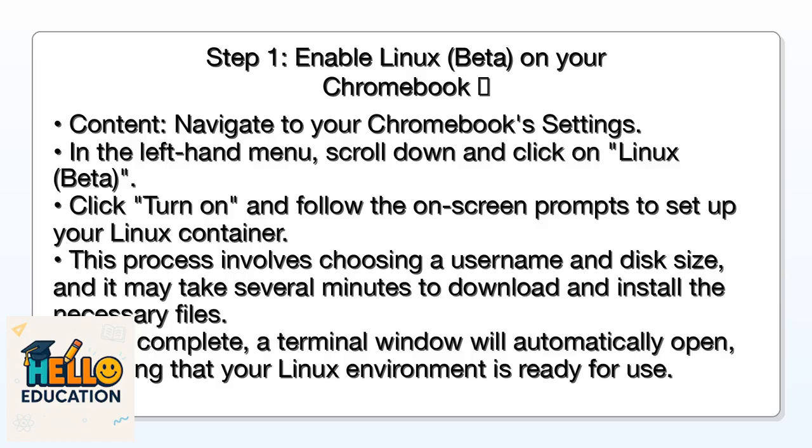Step 1: Enable Linux Beta on your Chromebook. Navigate to your Chromebook settings in the left-hand menu. Scroll down and click on Linux Beta. Click Turn On and follow the on-screen prompts to set up your Linux container. This process involves choosing a username and disk size, and it may take several minutes to download and install the necessary files. Once complete, a terminal window will automatically open, indicating that your Linux environment is ready for use.